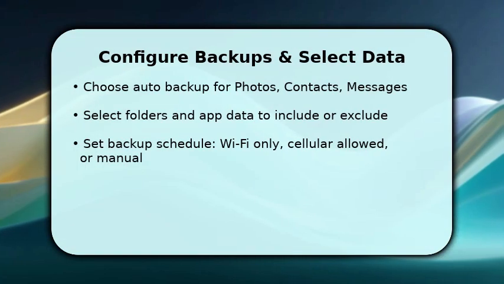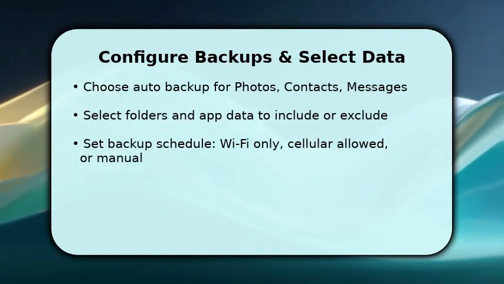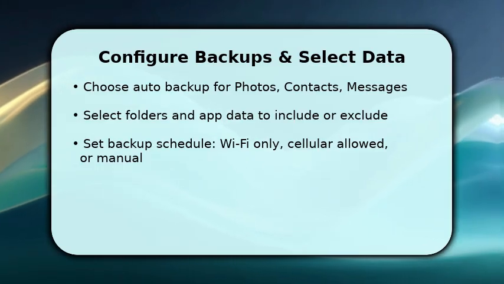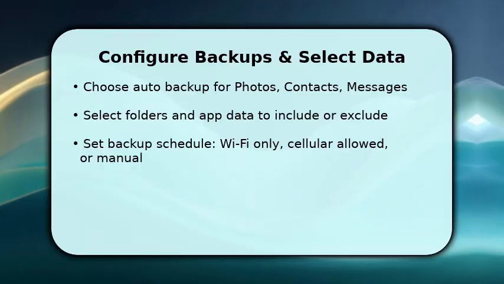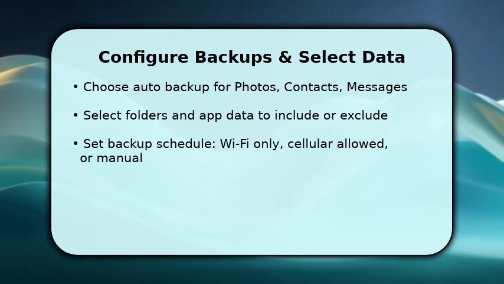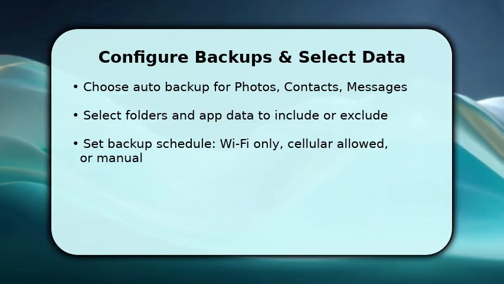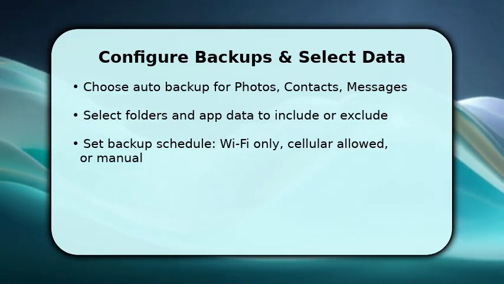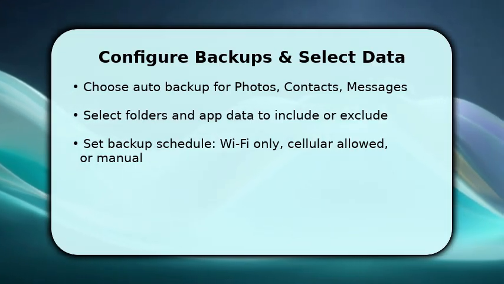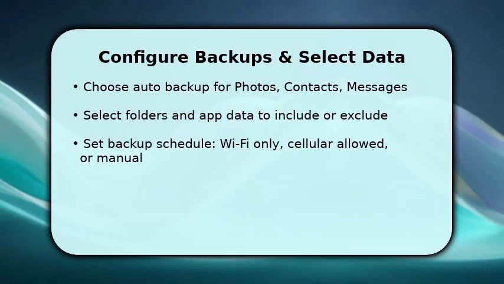Now you select what to backup and why. Enable auto backup for photos and contacts to keep essential data safe, and pick messages if you need chat history. Once done, choose specific folders and app data to include or exclude so you avoid filling cloud quota with garbage files. Make sure to set the backup schedule. Wi-Fi only prevents data charges, whereas allowing cellular gives immediacy.